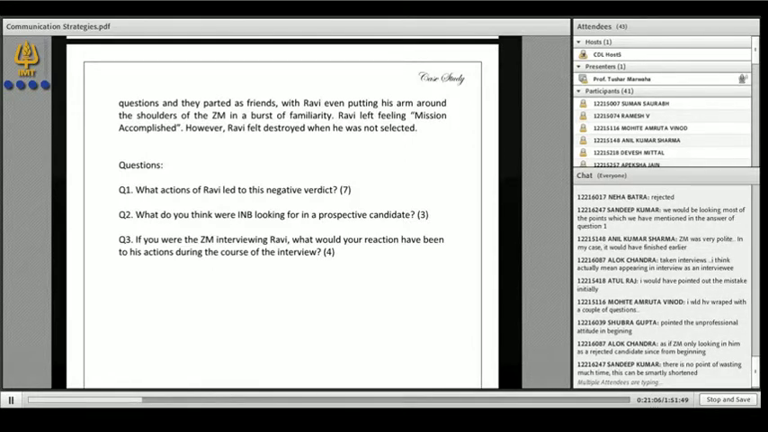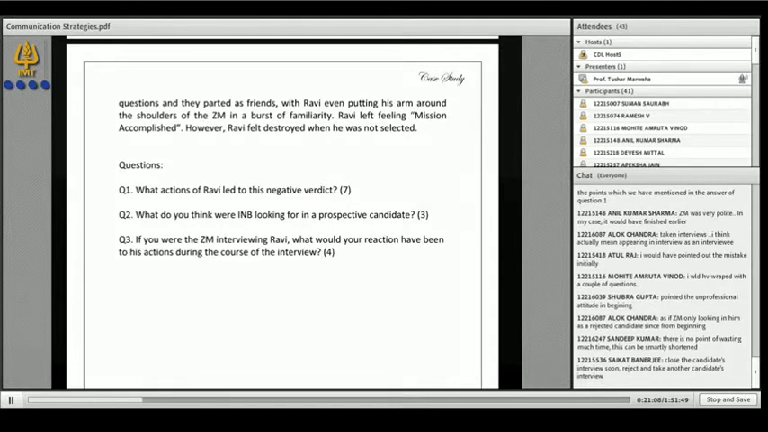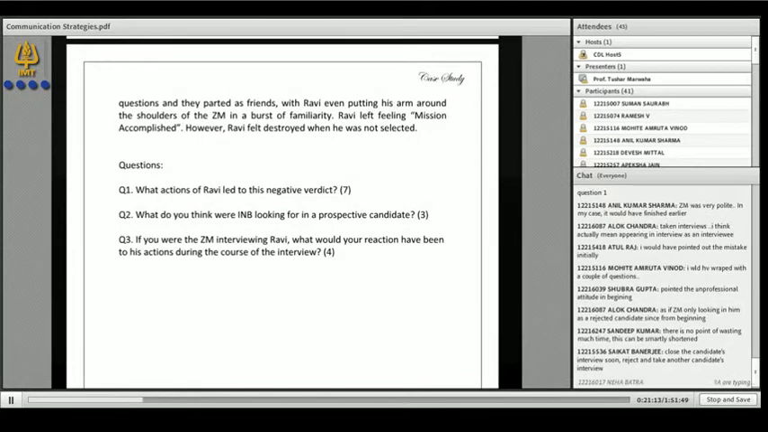Alok, your point is making slight sense, but I'm not sure whether I'm getting the right sense out of it or not. Can you please elaborate? I'm getting a faint understanding of what he's trying to say, but not very clear.